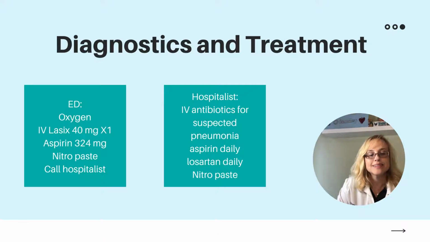Now, diagnostics and treatment. In the emergency department, they put him on oxygen. They gave him a dose of IV Lasix, 40 milligrams. They gave him aspirin and nitropaste, and they called the hospitalist for admission. The hospitalist, suspecting pneumonia with his elevated white blood cell count and low-grade fever, started him on IV antibiotics, continued the aspirin, continued his home medication of losartan, and continued the nitropaste.